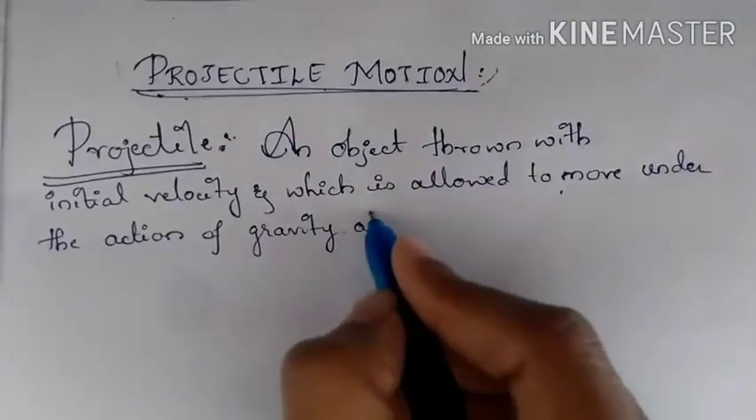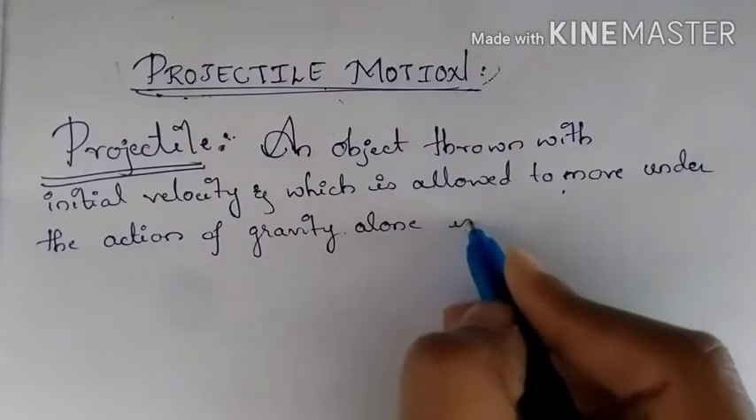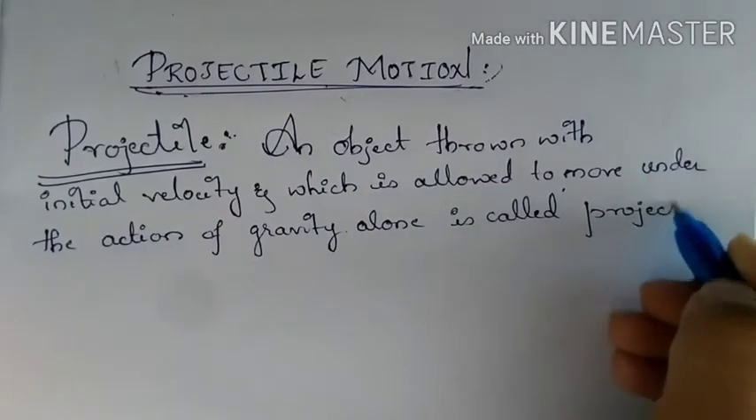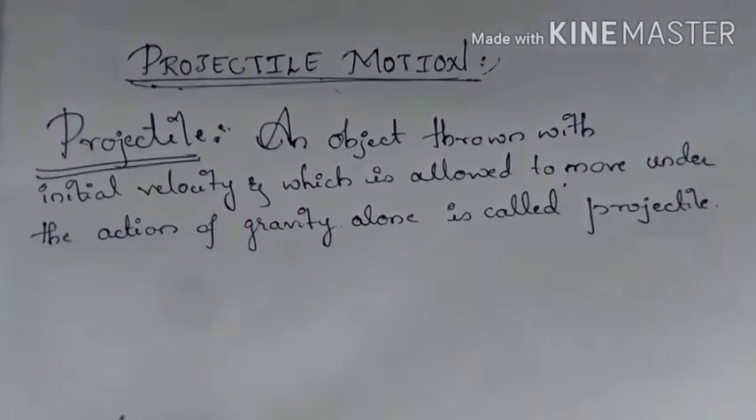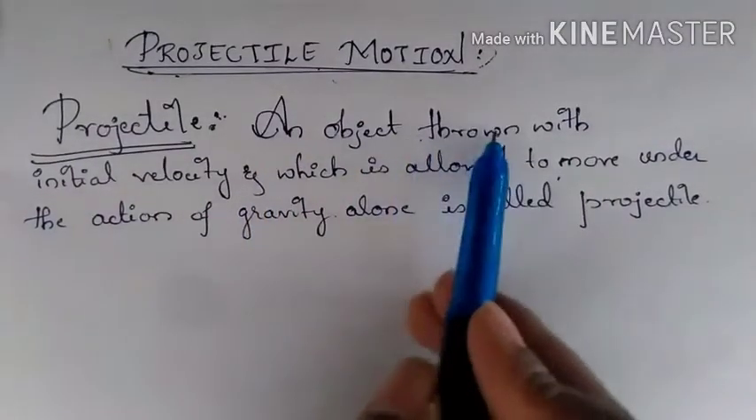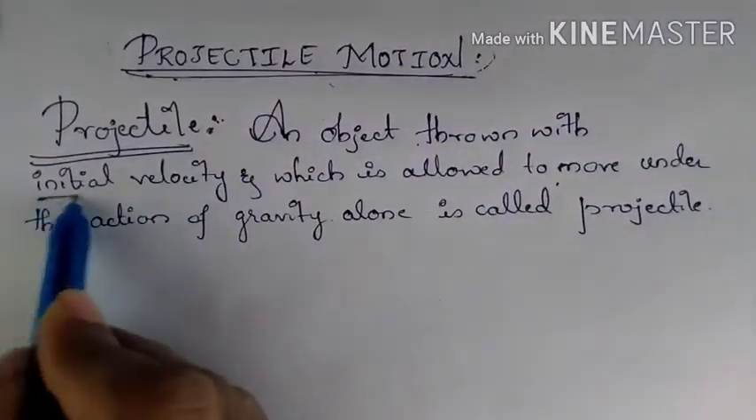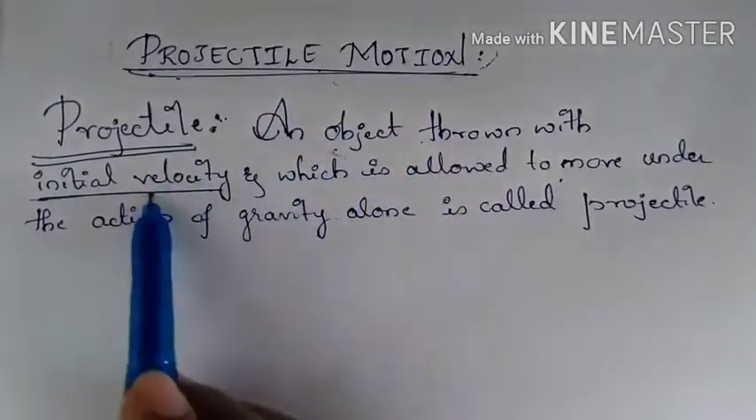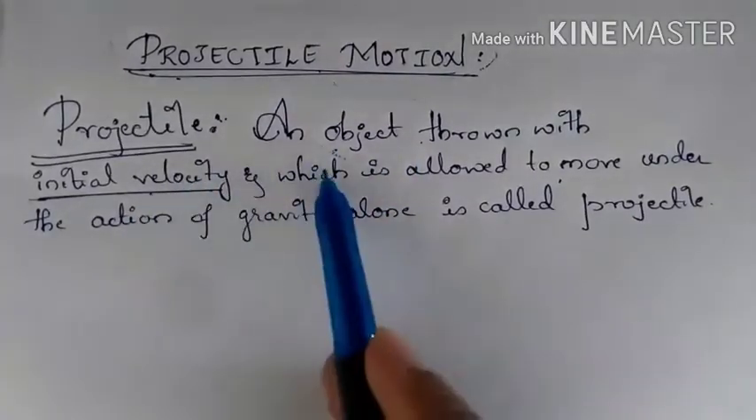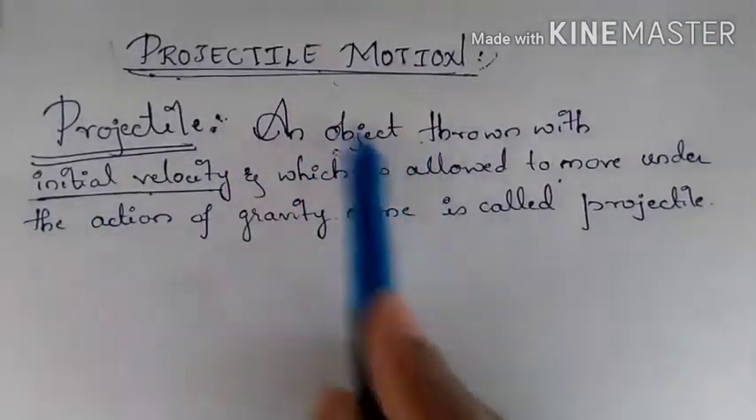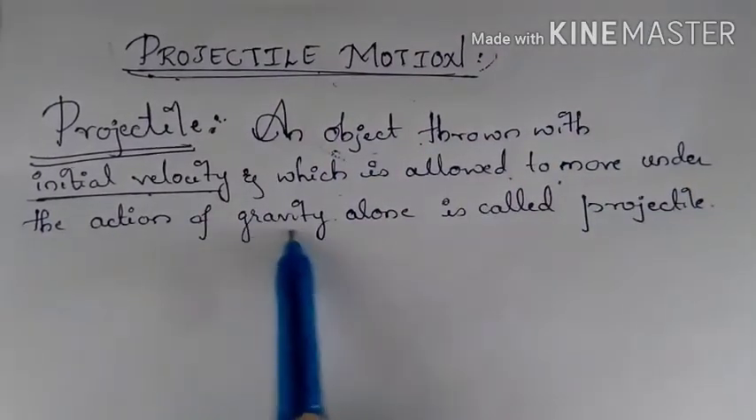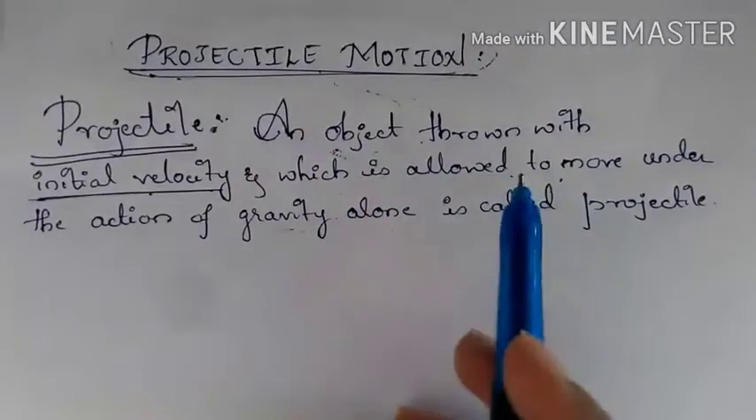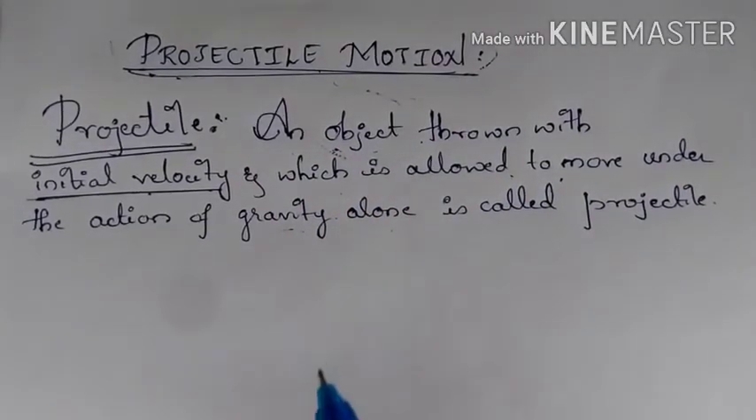So this is known as projectile. So what is projectile? An object thrown with initial velocity. This part here is important. You are throwing an object with initial velocity, and later you are allowing that object to move under the action of gravity. And this object after time loses its velocity and comes to the ground.